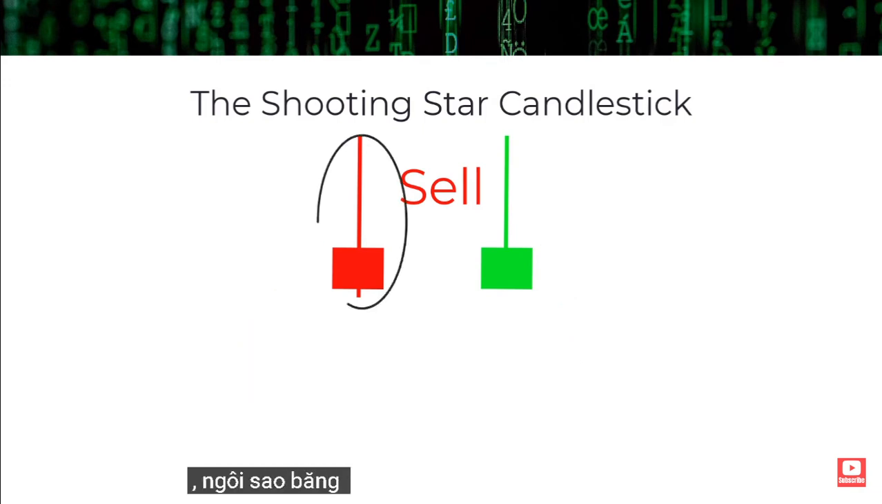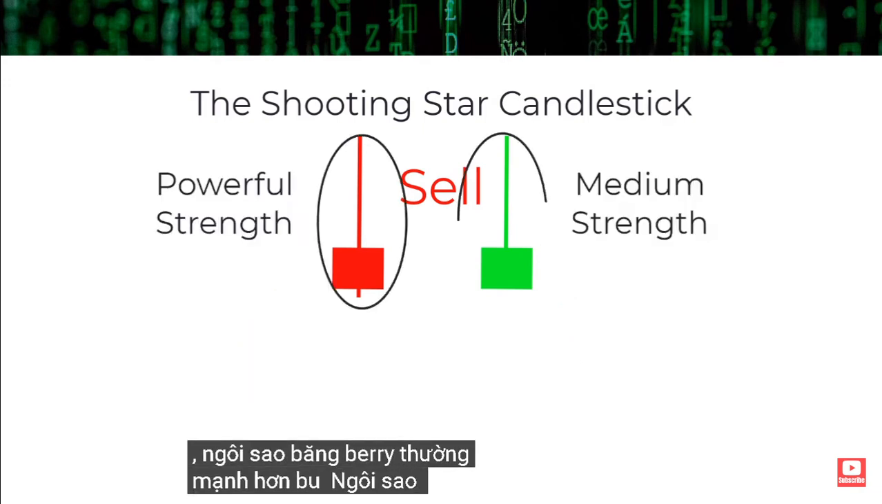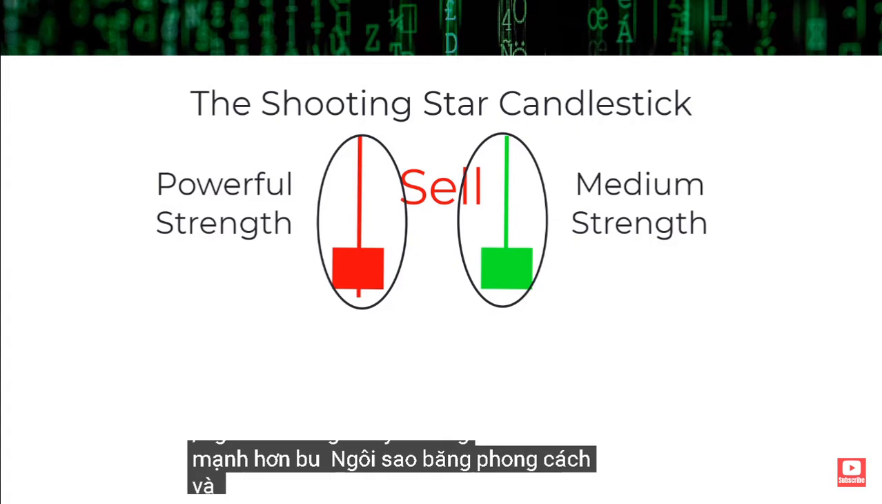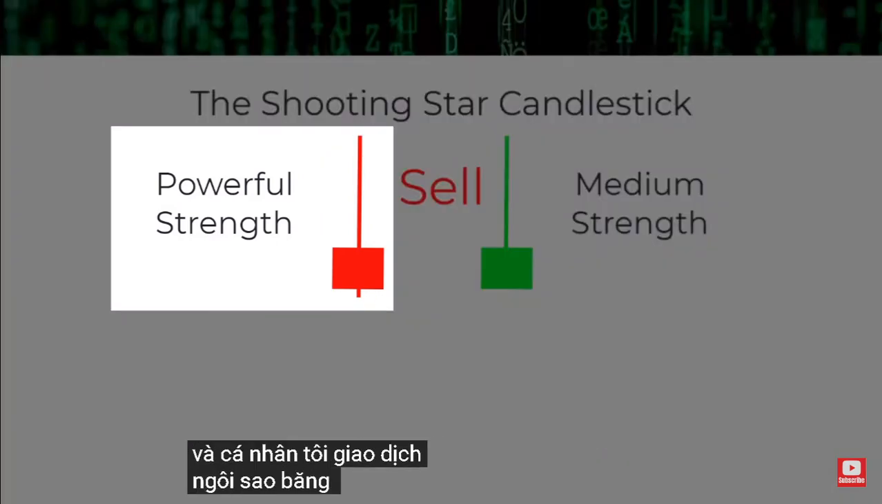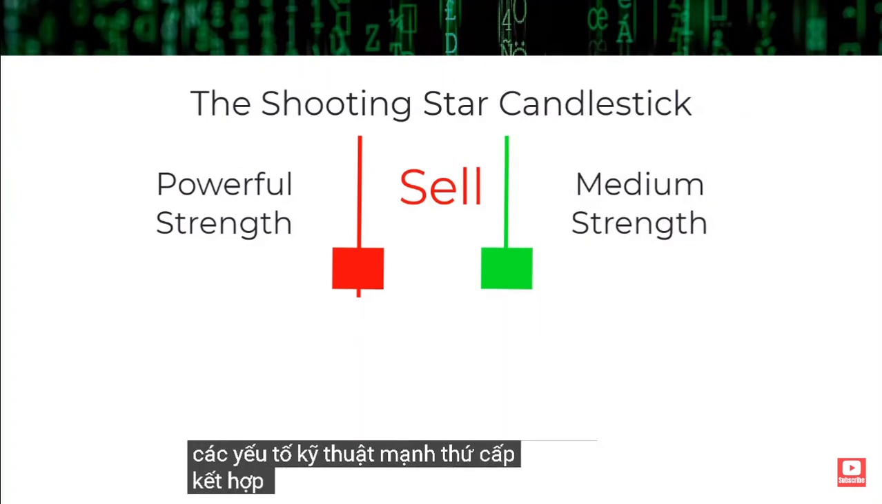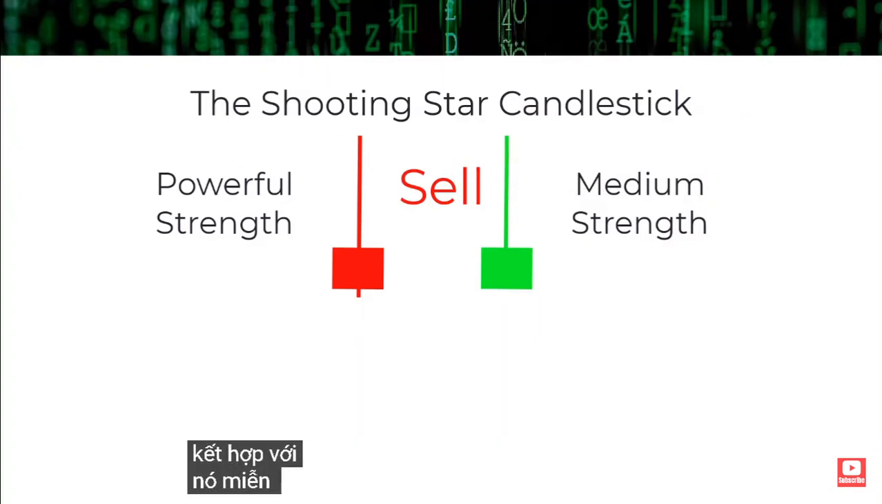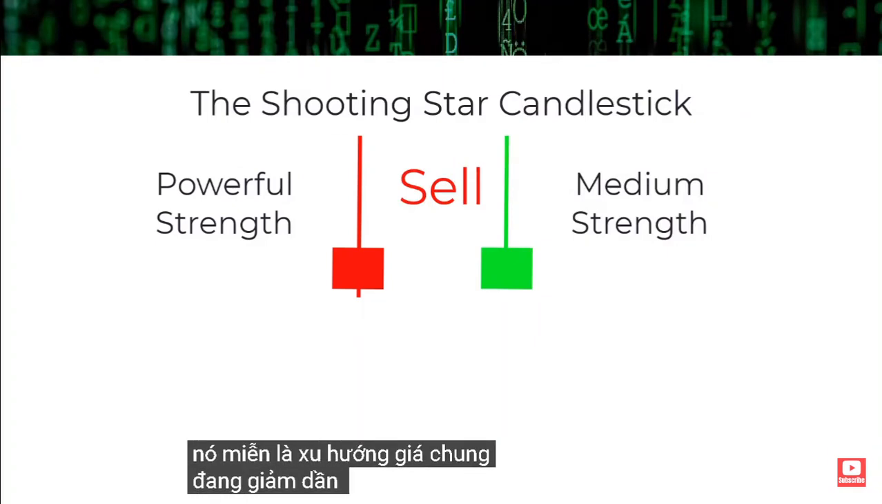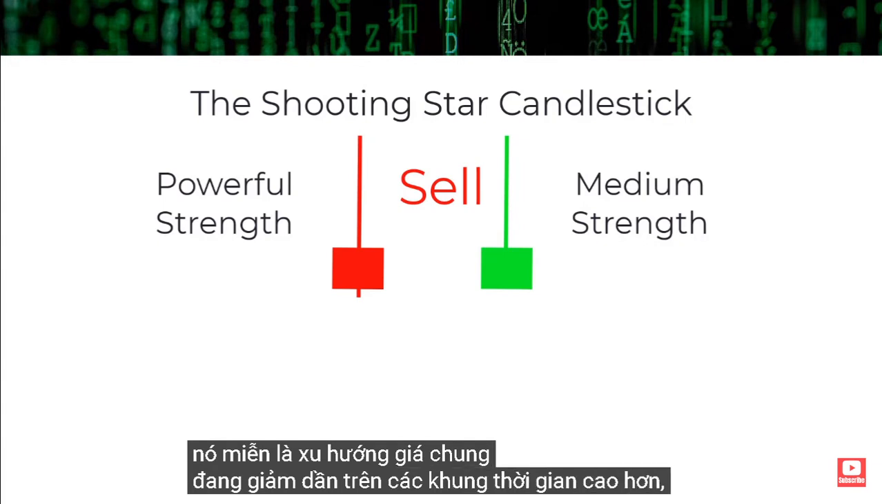The bearish shooting star is usually stronger than the bullish shooting star, and I personally trade the bearish shooting star without demanding secondary strong technical factors to be combined with it, as long as the general price trend is moving down on the higher time frames.